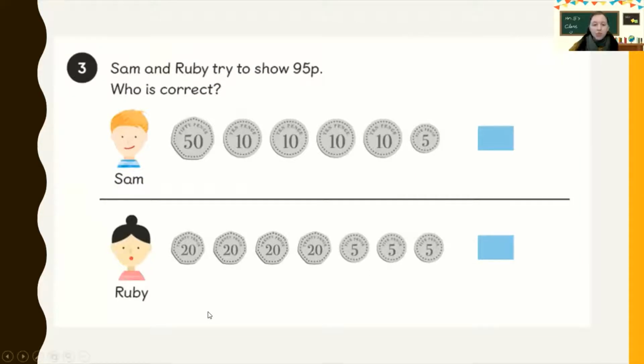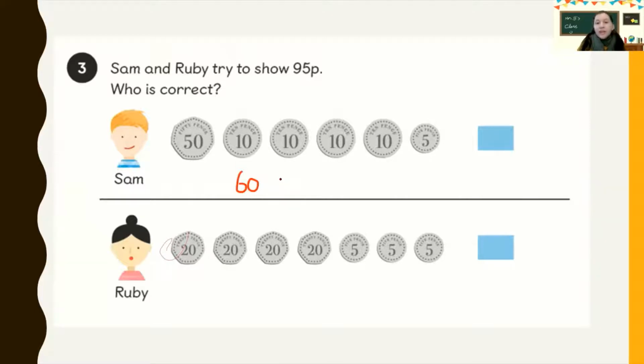Okay, Sam and Ruby are trying to show 95p now. Who is correct? We need to count on to find that out. So Sam is starting with 50p. What happens when we add 10 to 50? 50, 60, that's right. Oh, it's still going up in tens. How useful. What's the next 10?